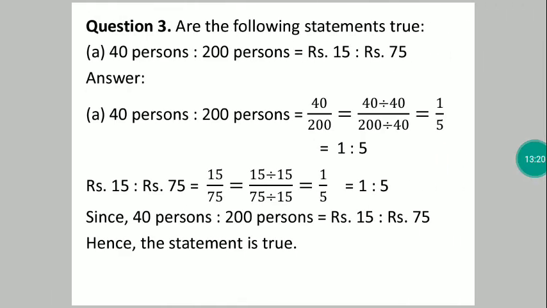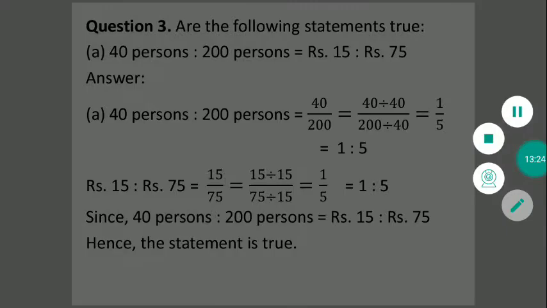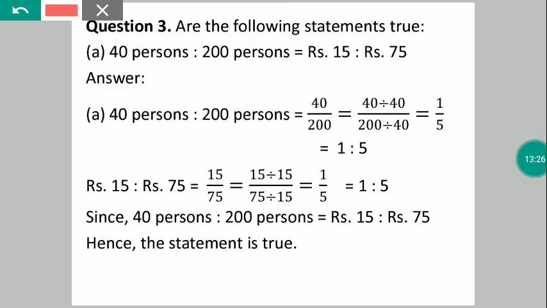Now question number 3. Are the following statements true? First, 40 rupees is to 200 rupees as rupees 15 is to rupees 75. We are given that the ratio of the first two quantities is equal to the ratio of the other two quantities. We have to check whether the ratios are equal. If they are equal, write true. If not the same, write false.